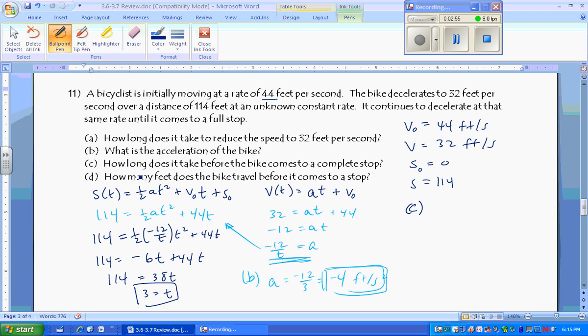Part C asks how long does it take before the bike comes to a complete stop. So from when it started to decelerate until it finally stops, we can figure that out from our velocity equation. Our final velocity in that case would be 0 because it comes to a complete stop. Acceleration is -4 times t, that's what we're trying to figure out, how long it takes, plus the initial velocity was 44. So -44 equals -4t, so t equals 11. So it would take 11 seconds for the bike to come to a complete stop.